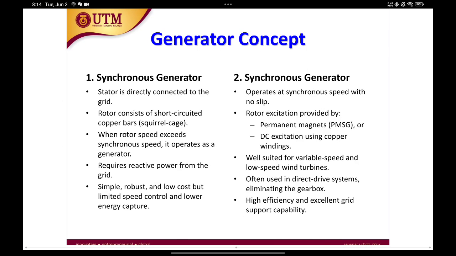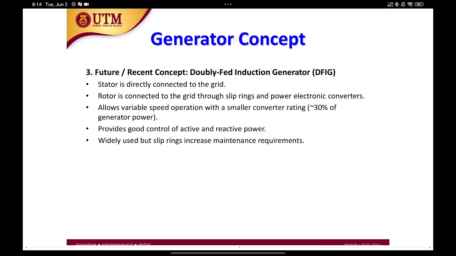So these are the two types of commonly used wind turbine generator, and this is the future concept, which is the doubly fed induction generator.